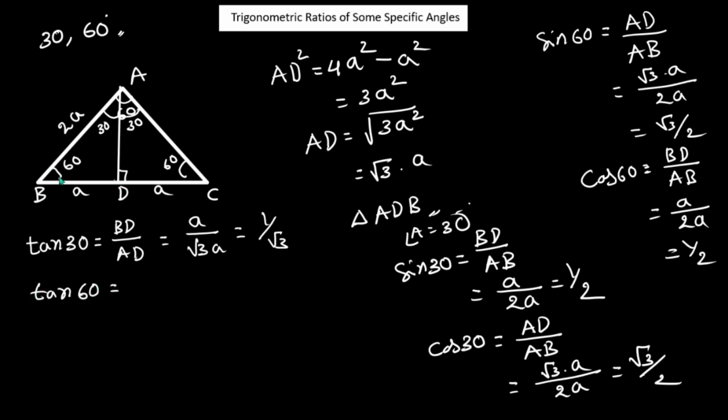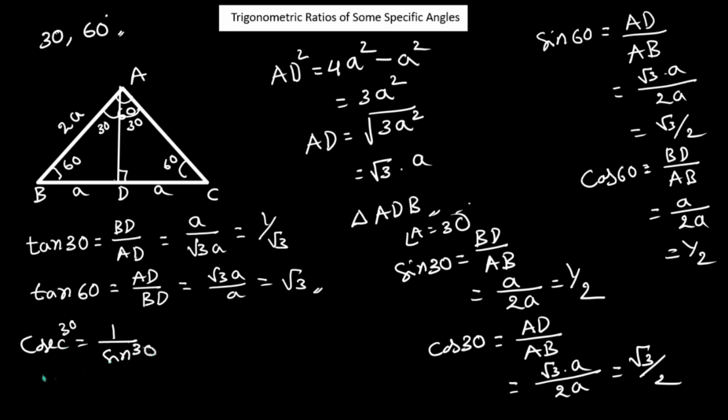is here, right? So the opposite side is AD by BD. That's equal to AD, which is root 3A, divided by A. That will become root 3. Now all the other ratios we can get as the reciprocal of these. Like cosec, you will get 1 by sine. If you take cosec 30 degrees, it will become 1 by sin 30, right? Similarly, sec 30 will become 1 by cos 30. Similarly, cot 30 will become 1 by tan 30, right?